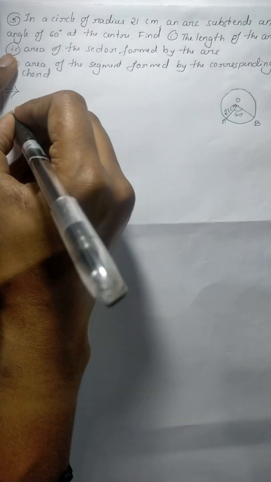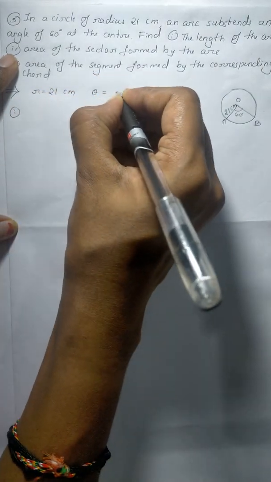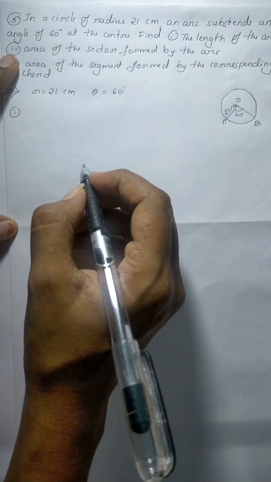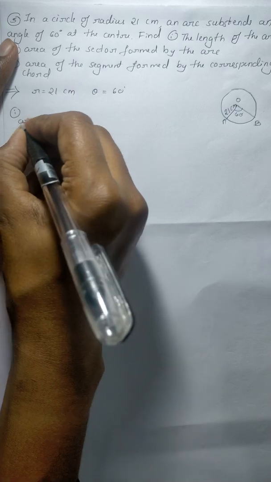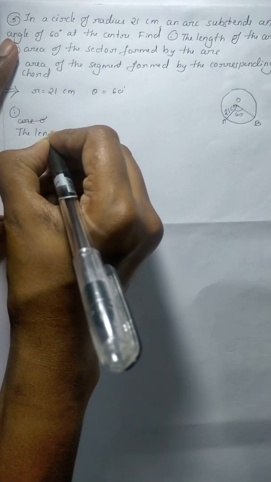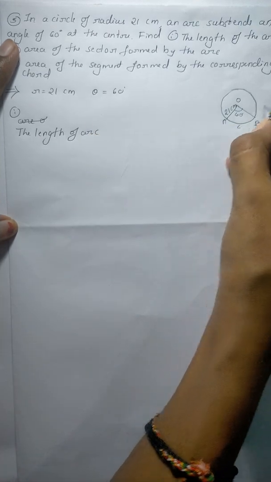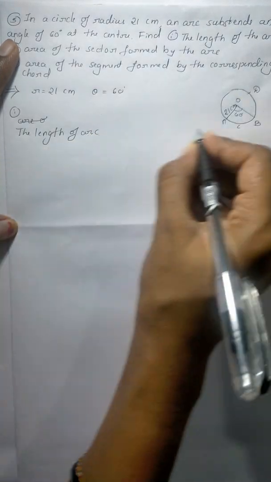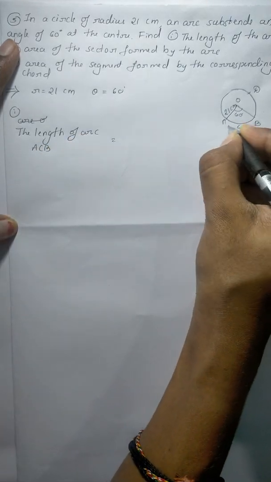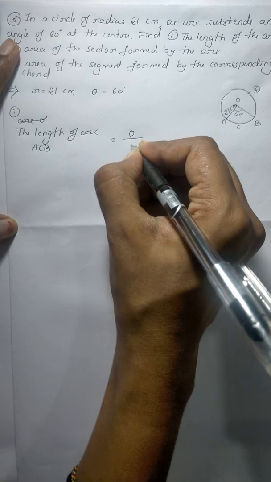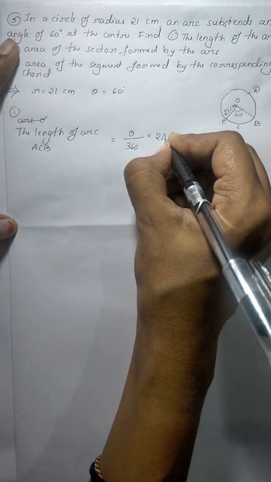So first we have to find this. Radius we know is 21 centimeter, theta we know is 60 degrees. Both are there, so we can calculate. First one is not area, it is the length of the arc. So for the length of the arc, let us give the names C and D, so it will be easy, ACB. I told you, whenever the arc length is asked, we take theta divided by 360 into the perimeter, hence it is 2 pi r.